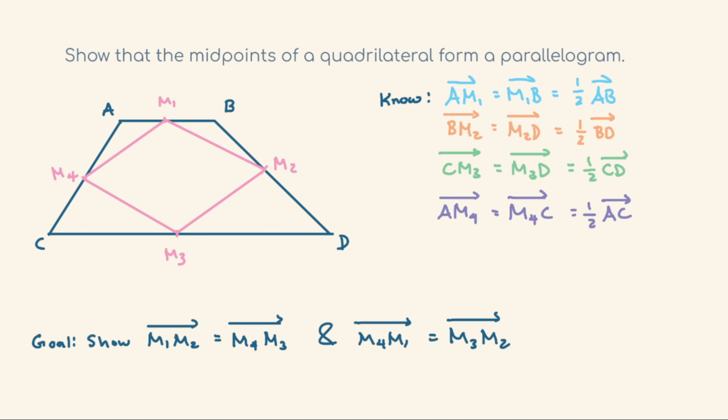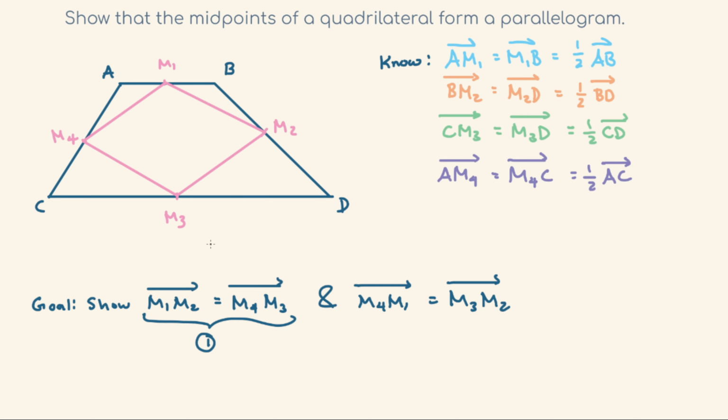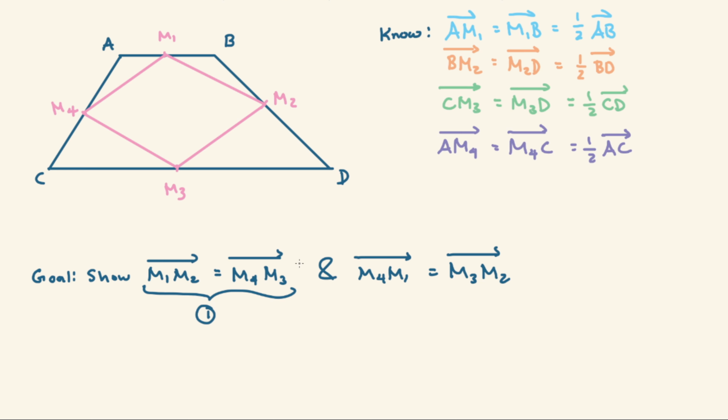We've done our proof. So I guess it's only logical that we start with the first part of my goal. We want to show that M1 to M2 is equal to M4 to M3. So let's scroll down a tiny bit here. And so we're looking at the first equation. Let's start with the left-hand side and work with that for now. So M1 to M2. Now, what do I know about this vector M1 to M2?